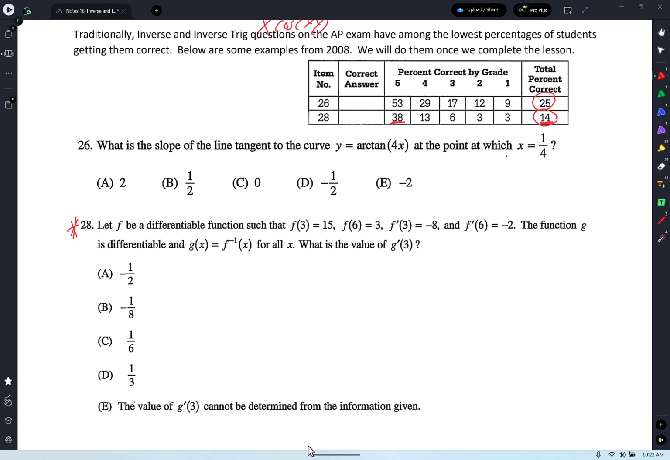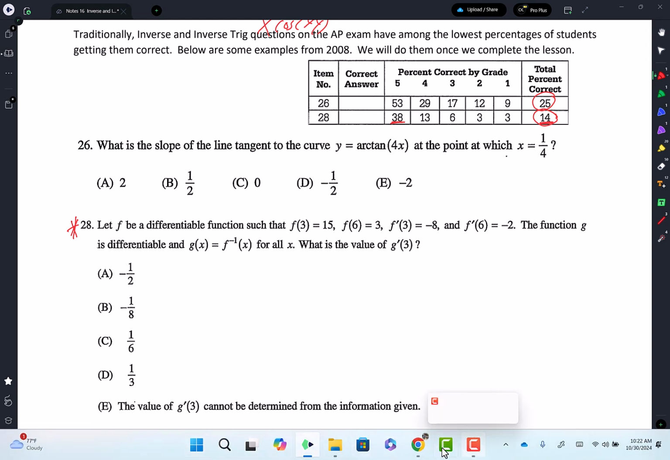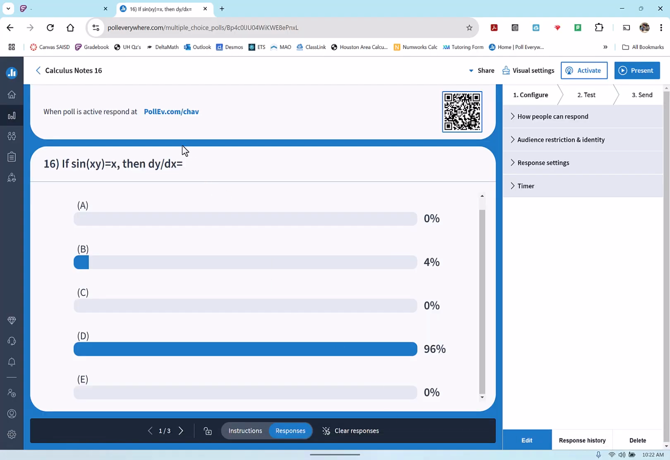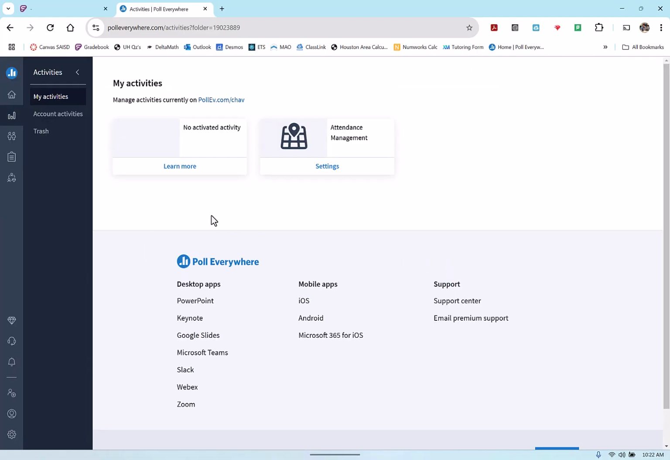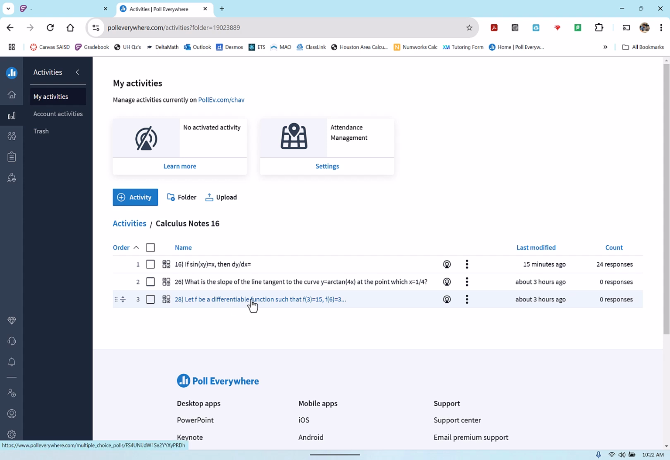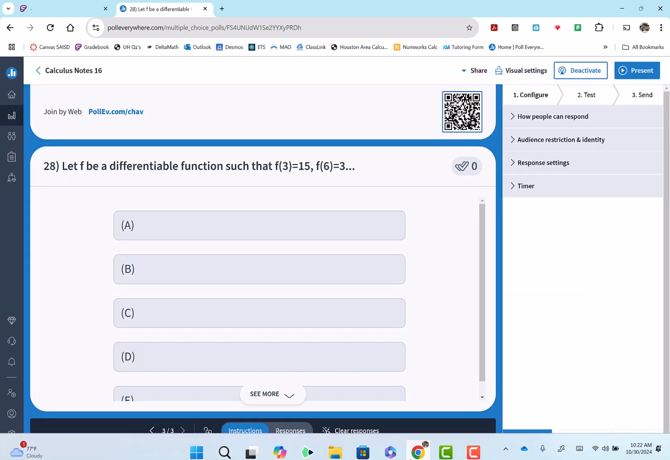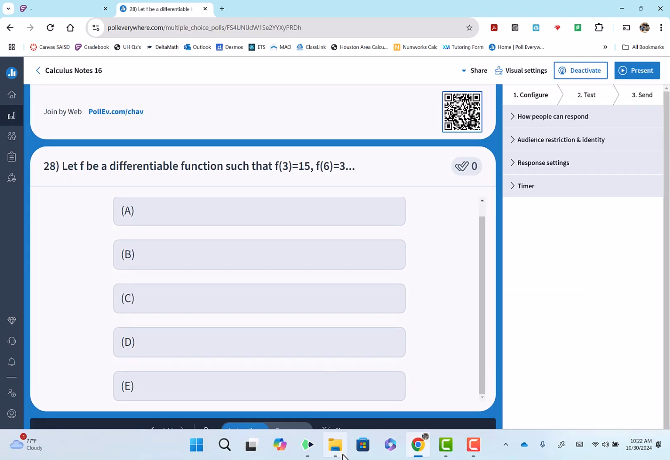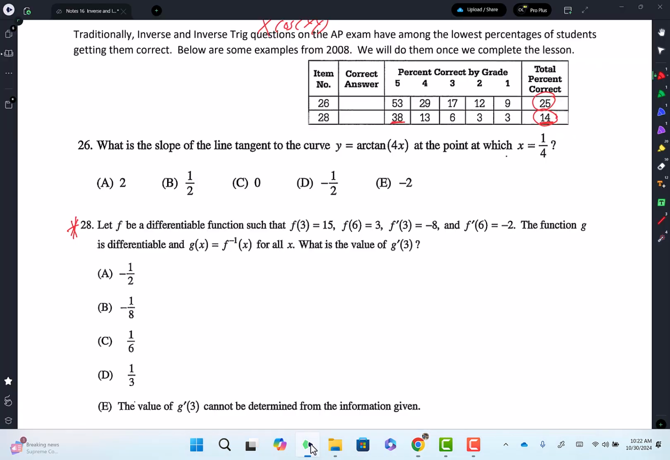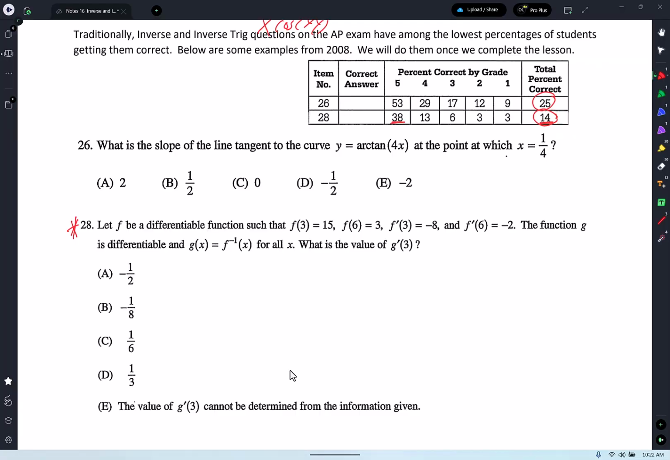So I'm going to start a poll. Try to do it on your own without looking at your friend. Let me click here, calculus notes. And let it be differentiable. Boom. All right, try this one, guys. Number 28. Make a table.